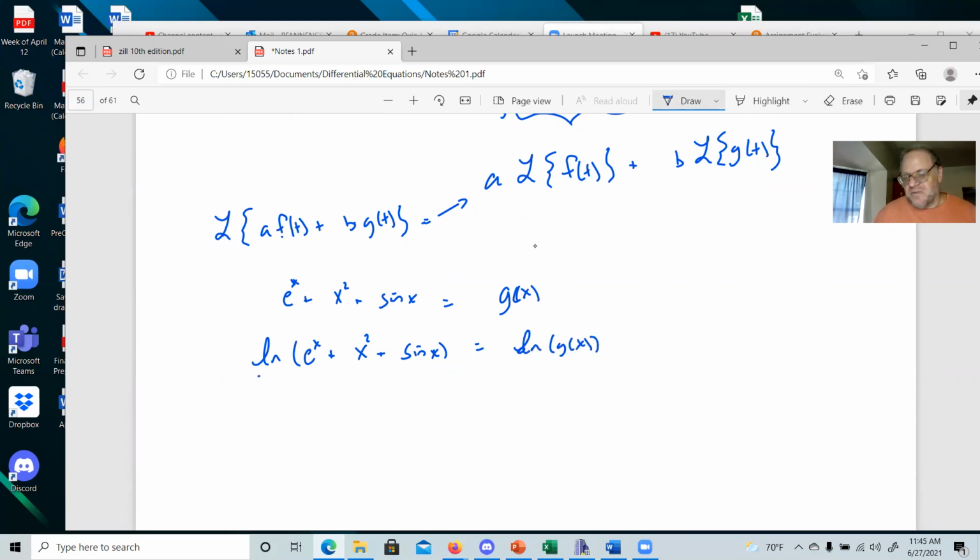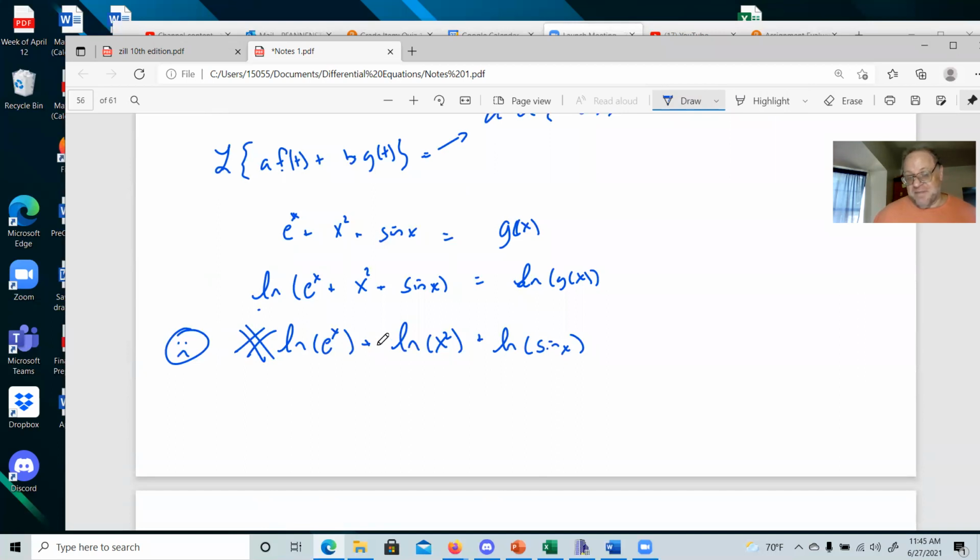But you can't, right? We can't say this is ln e to the x plus ln x squared plus ln sine x, right? You're going to be very unhappy. We're both going to be very unhappy. You're going to be more unhappy, but I'm going to be unhappy too. So you can't do that.